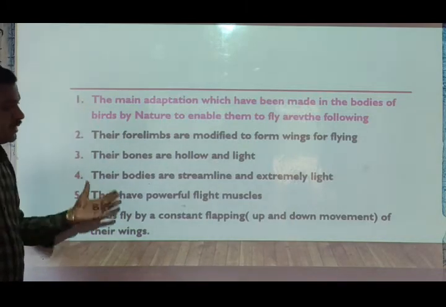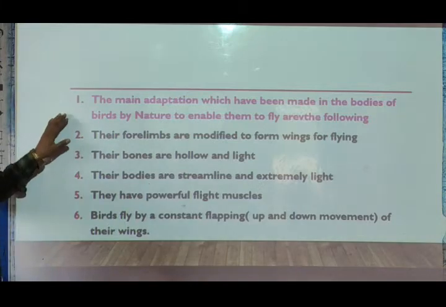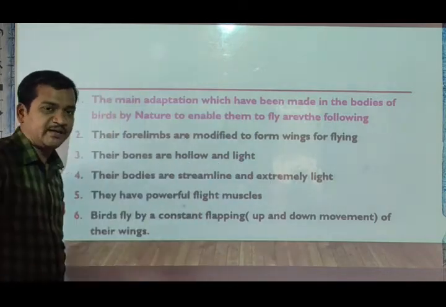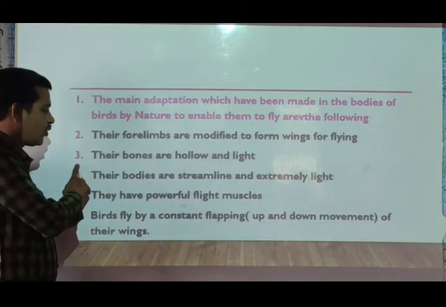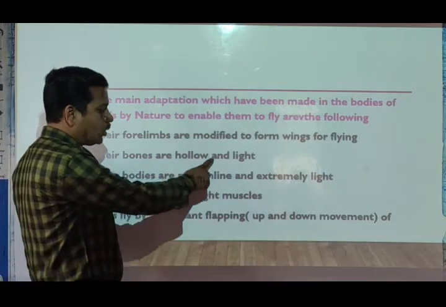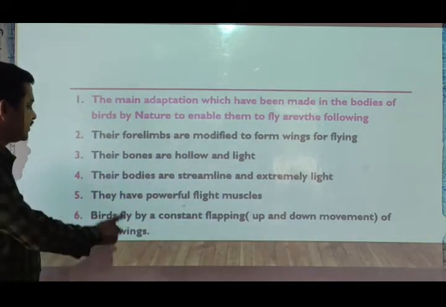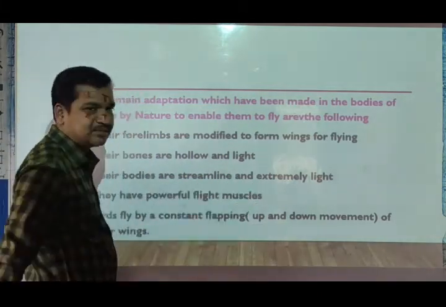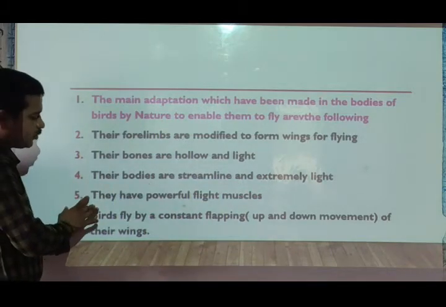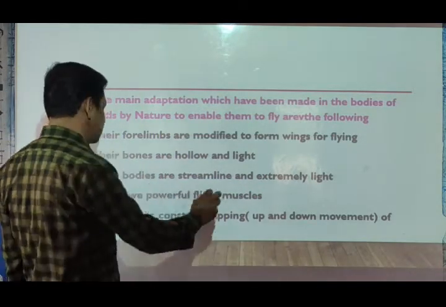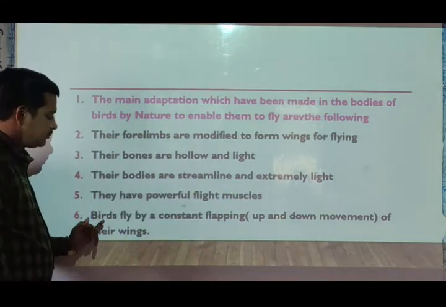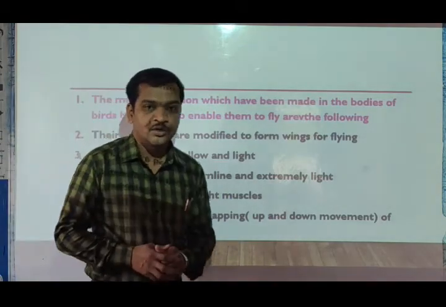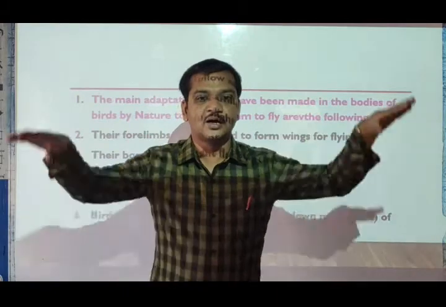So one more time, read this point. See here, their forelimbs are modified to form wings for flying. First point. Second point, their bones are hollow and light in weight. Third point, their bodies are streamlined and extremely light. Next point, they have powerful flight muscles. And birds fly by a constant flapping of their wings. That is called the downstrokes and upstrokes.